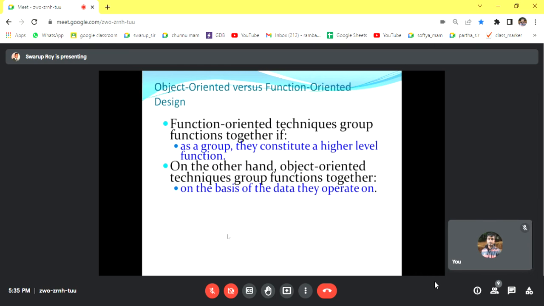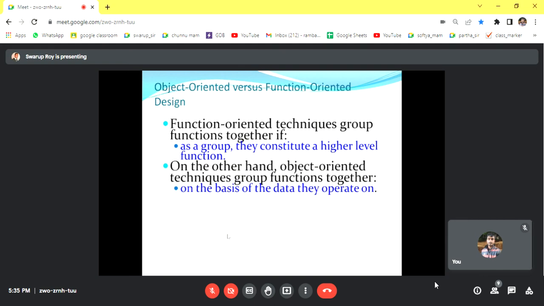Functional techniques only concentrate on a set of functions, and you can club them and make a module. But in the object-oriented technique, functions are grouped along with the data, based on that data. Say employee.